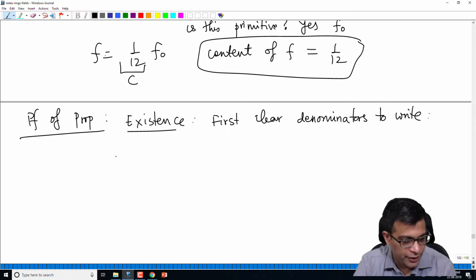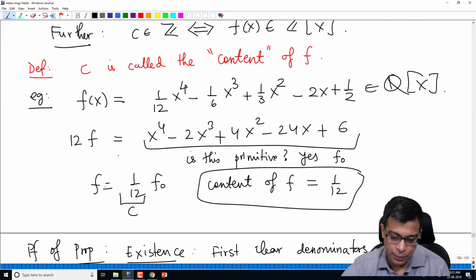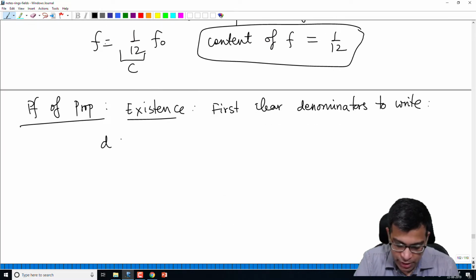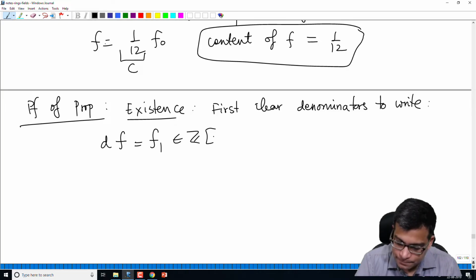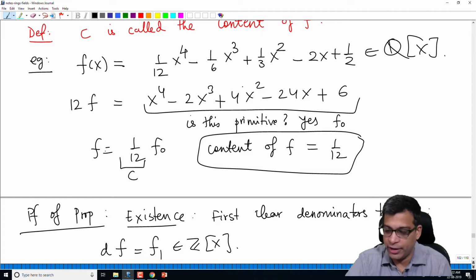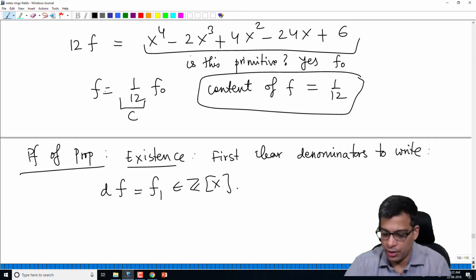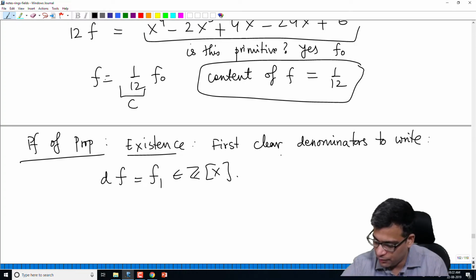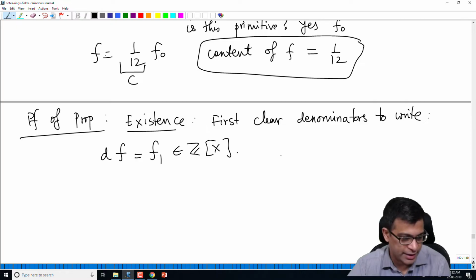So f is given to us. Again, keep in mind this example; I have taken an example here. Clearing the denominator means multiplying by the LCM of all the denominators. So multiply by some d to get df equal to f1 in Z[x]. That's what we have done here: multiplied by 12 to get an integer polynomial. In general I might multiply by whatever d it is. So clear the denominator, so df is equal to f1 in Z[x].